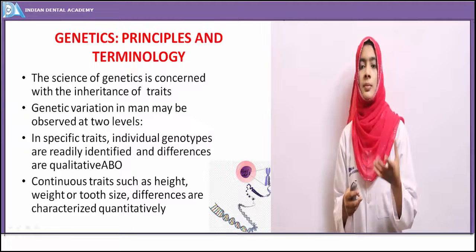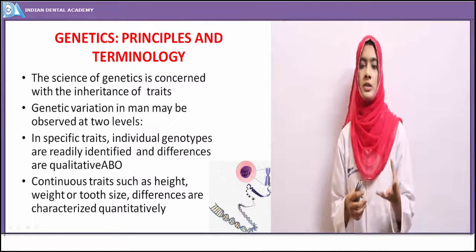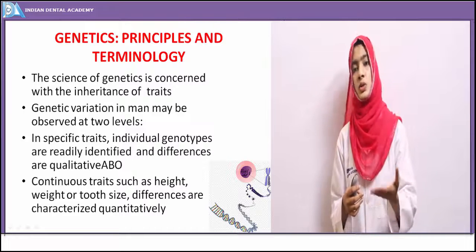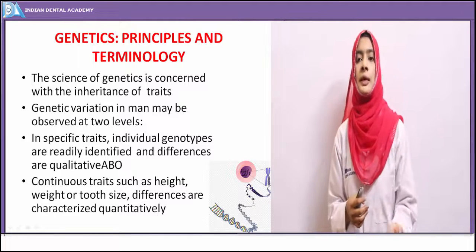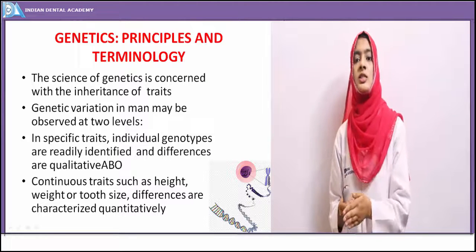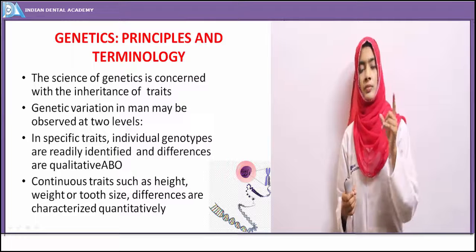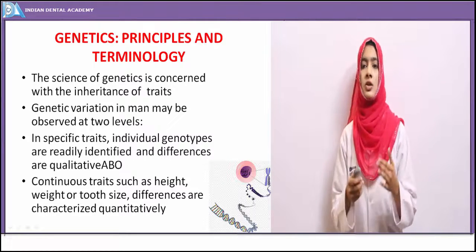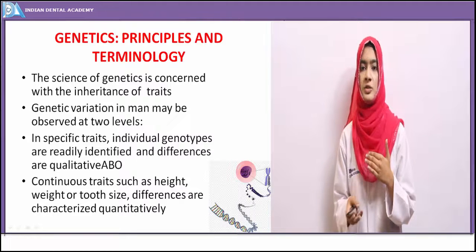Suppose the male has an affected gene. Okay, he has some mutated gene. He is passing on the gene to his children. So if the expression or transmission of disease in the children is occurring because of a single mutated gene, then that mode of transmission is known as the autosomal dominant mode of transmission.